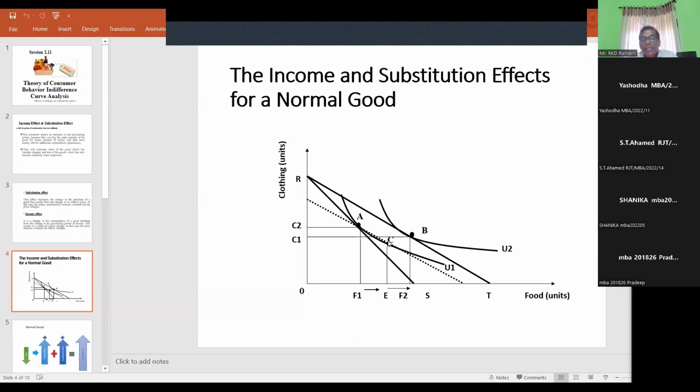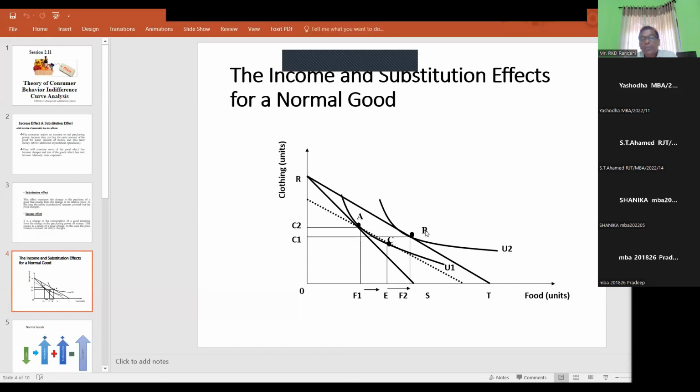Now to the indifference curve, this is the substitution effect. C to B, that is the income effect.